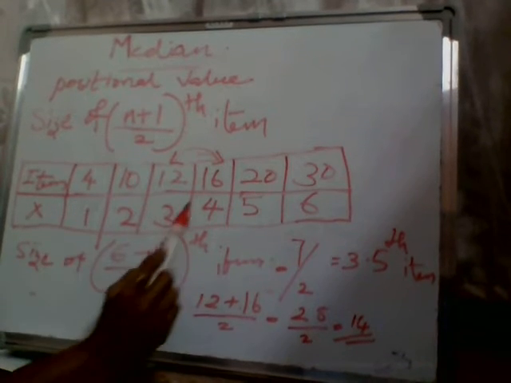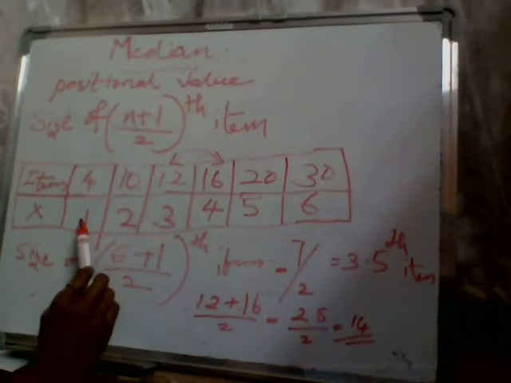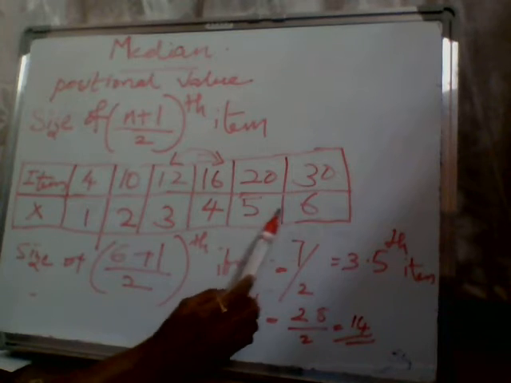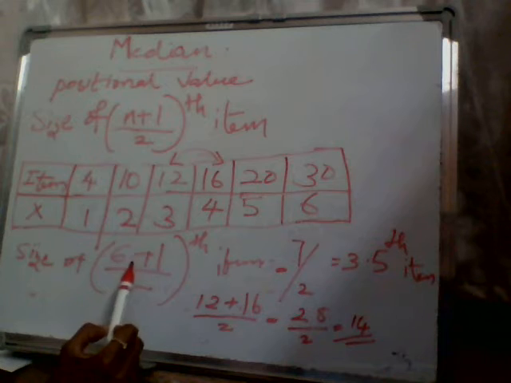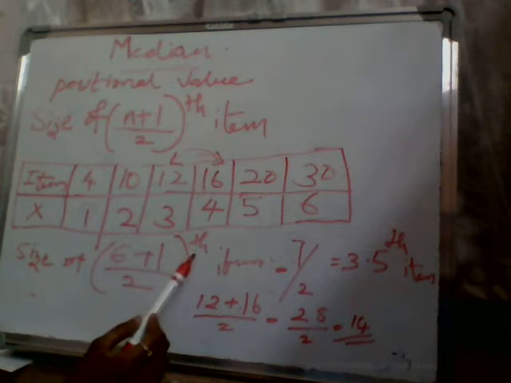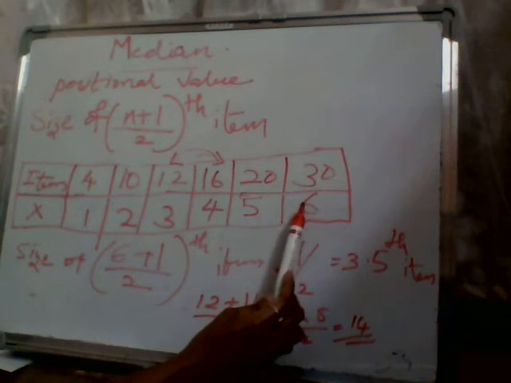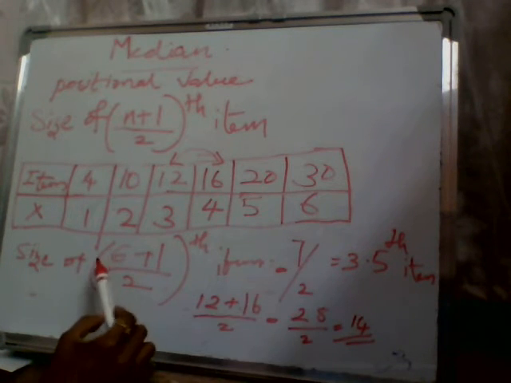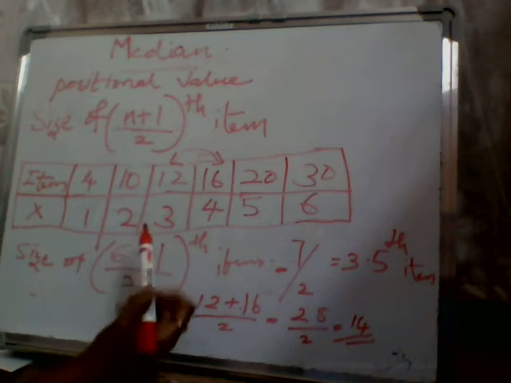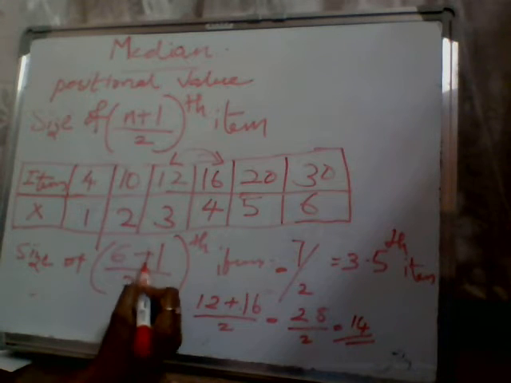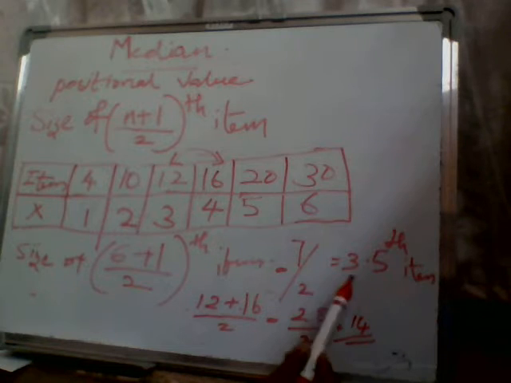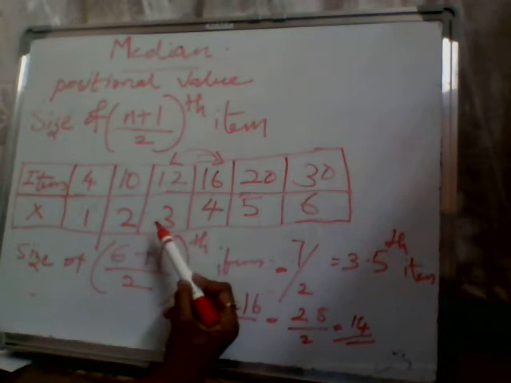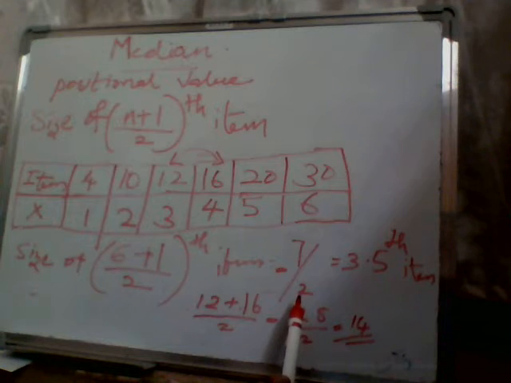We gave positions 1, 2, 3, 4, 5 up to 6. Next step is we need to apply the values. 6 plus 1 divided by 2. How many observations are there? 6. Then 6 plus 1 divided by 2 equals 7 divided by 2, 3.5. 7 divided by 2 means 3.5.